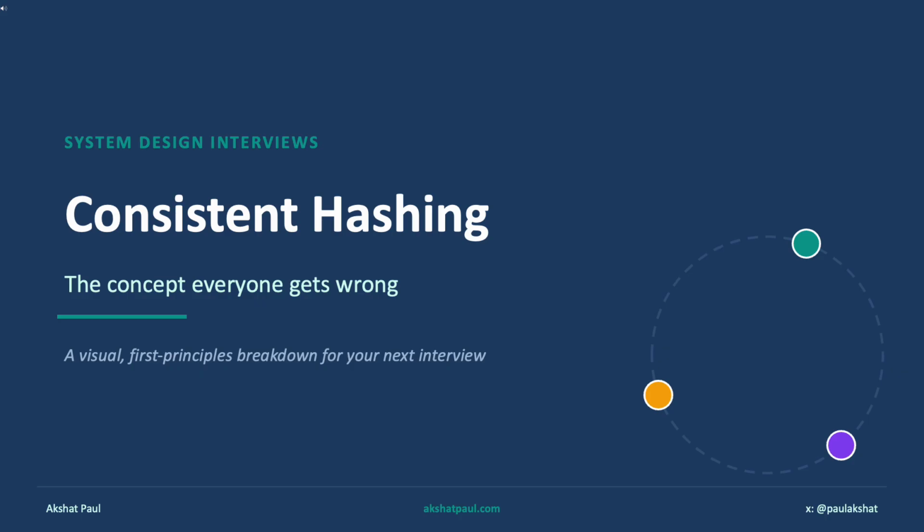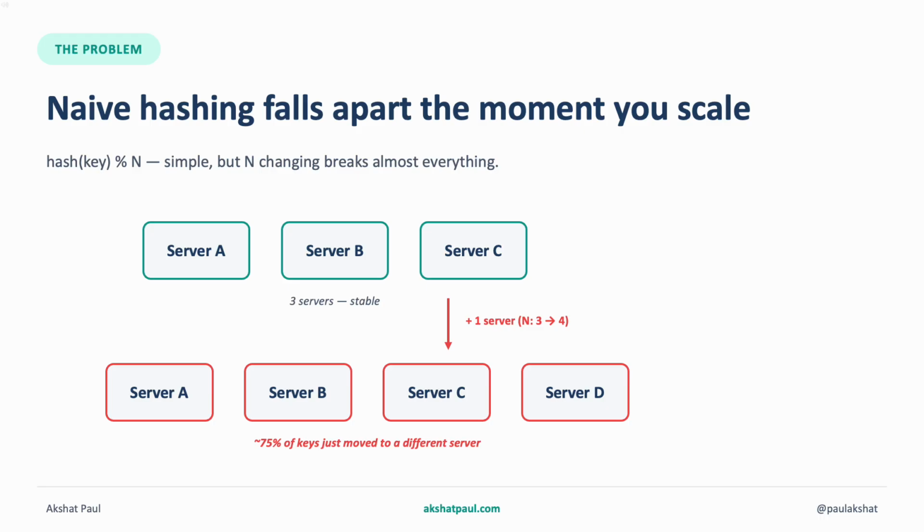We're going to build this up from first principles: the actual problem it solves, the hash ring, virtual nodes, and a nuance almost nobody talks about that separates strong candidates from great ones. Let's get into it. Let's start with the naive approach because you need to feel the pain before the fix makes sense.